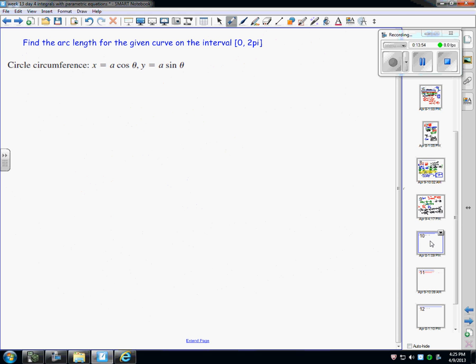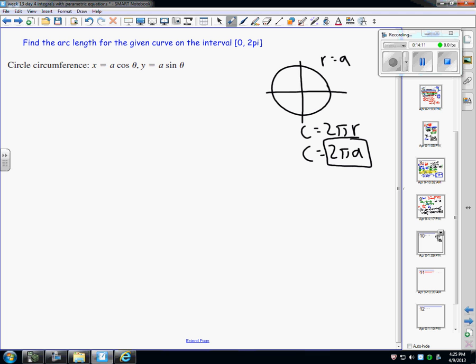Find the arc length for the given curve from 0 to 2 pi. Well, this one, with no calc, you should know. It's centered at 0, 0. My radius is a. Circumference equals 2 pi r. So in this case, it should be 2 pi a. That's the answer. I want to show it to you with calc, though. So let's take a look at this.